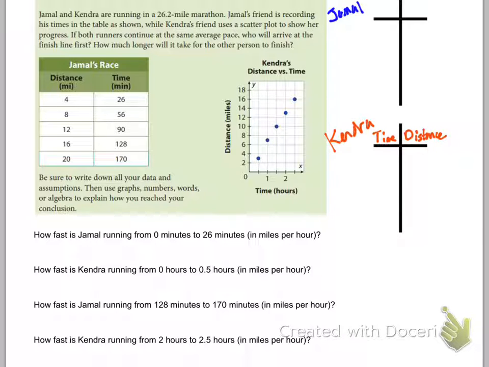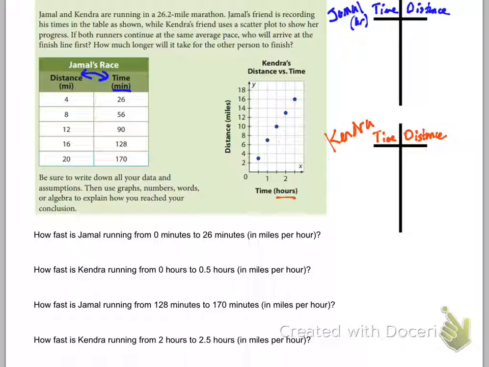But look at Jamal's table. His friend was recording every mile, so his x and y are switched. So first thing I'm going to do is switch those back just so we can compare them more easily. So time and distance, we're going to switch those. So time is the x, and it's in hours, and distance is the y. Well, to turn that into hours, we're going to have to do a little bit of math, okay?